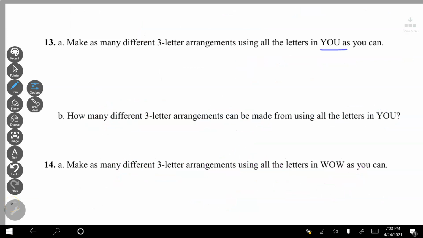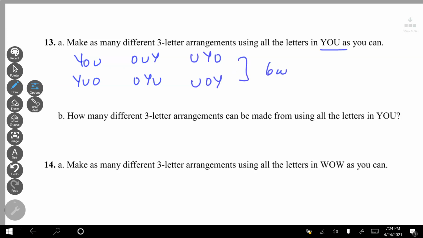So how many ways can I rearrange the letters Y-O-U? Y-O-U, Y-U-O, O-U-Y, O-Y-U, U-Y-O, U-O-Y, 6 ways. Of course, I would have been better just to do this, 3 times 2 times 1, or 3 factorial, and I would have got my 6 ways. That would have been easier.